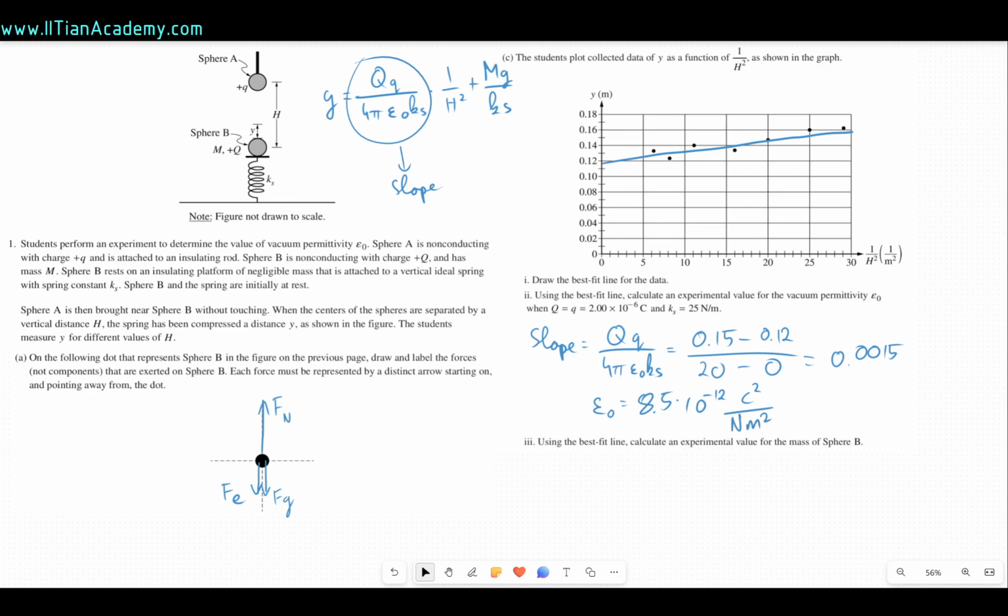Then we need to use our best fit line to calculate an experimental value for the mass of sphere B. And to do this, we need to read off the y-intercept. The y-intercept in this case is 0.12 meters. And according to our model, the y-intercept is equal to mg over ks, so the mass of sphere B. And therefore, the mass is simply going to be 0.12 times 25 divided by 9.81.